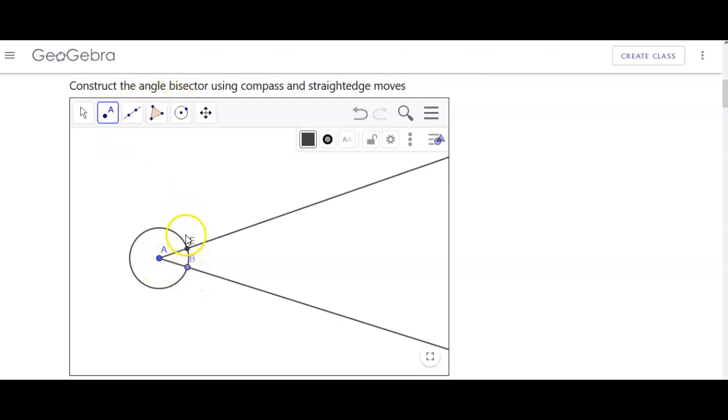And these 2 new points that we have, B and E, those are going to become the centers for 2 new circles. So we're going to start at E and work our way back to A, and start at B and work our way back to A. And where those 2 intersect becomes our angle bisector.